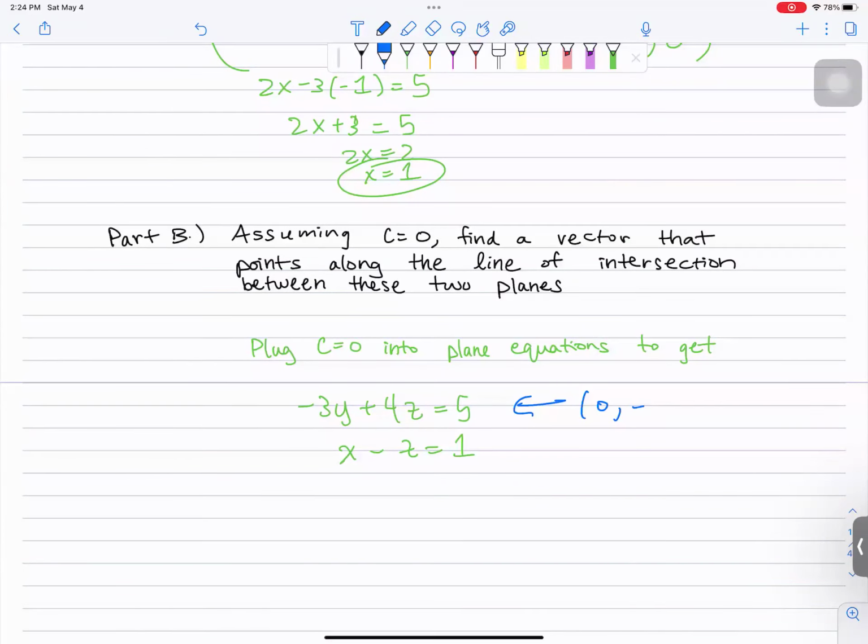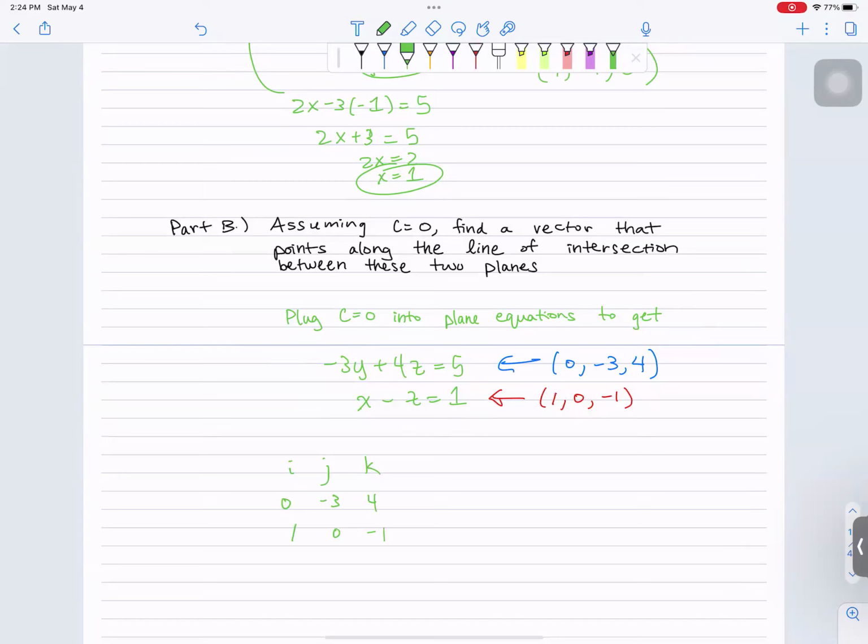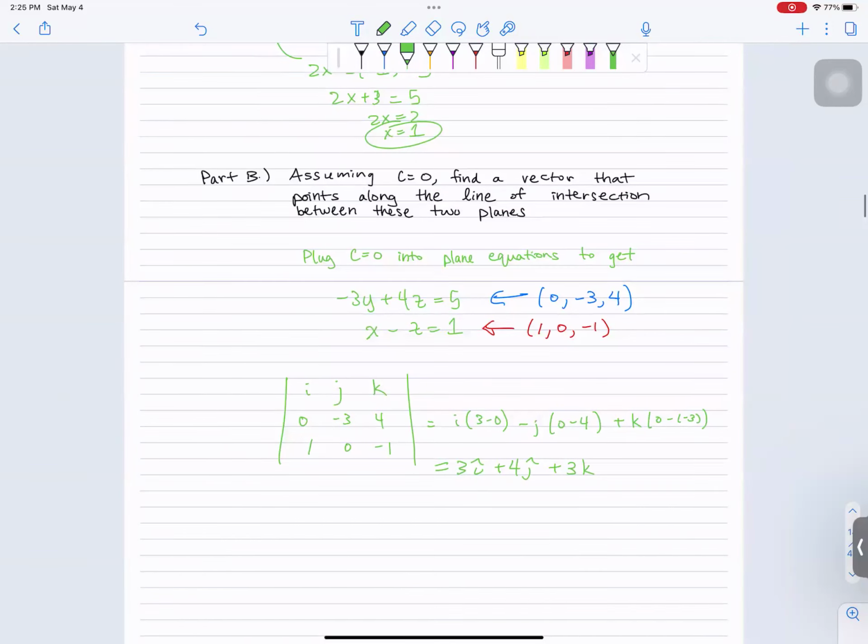And I take the cross product. So what is the cross product of these two vectors? I'm going to do it the determinant way. So I get i times (3 minus 0), minus j times (0 minus 4), plus k times (0 minus -3). So this is 3i plus 4j plus 3k. So the line of intersection points in the direction of 3, 4, 3. Questions on this problem?